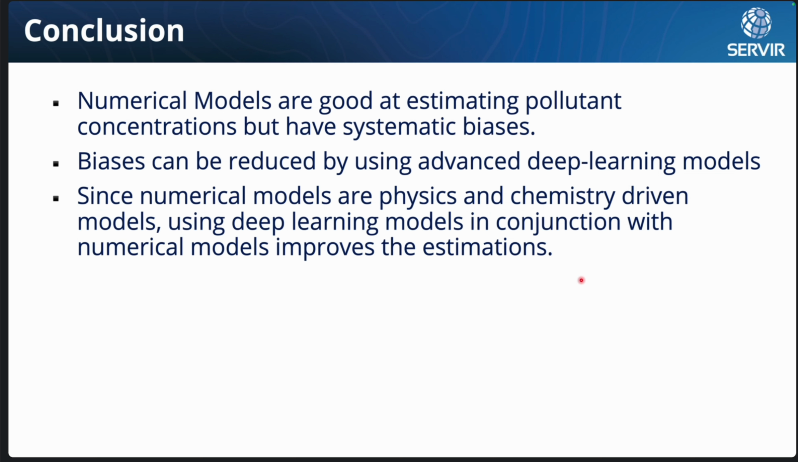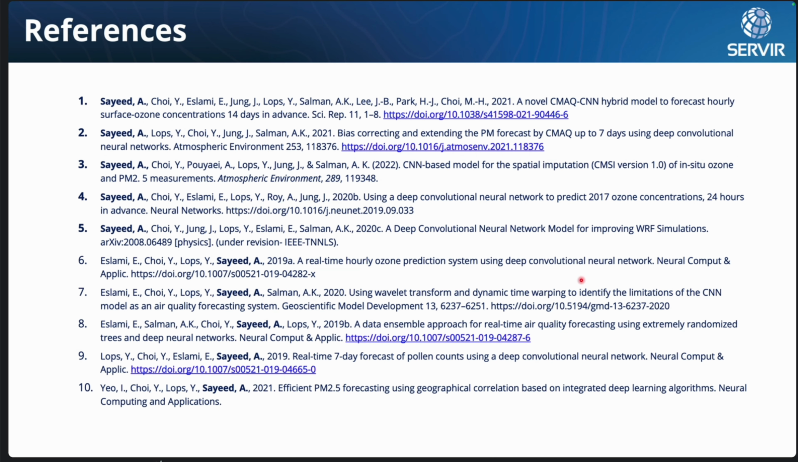So in conclusion, numerical models are very good at estimating pollutant concentration, but they have systematic biases, which can be reduced using advanced deep learning models. Since numerical models are physics and chemistry driven models, using deep learning models in conjunction with numerical models will improve their estimation. We don't have to use either or, we can use both for our modeling purposes. Thank you. These are the references I used for this research. I'm open to questions.